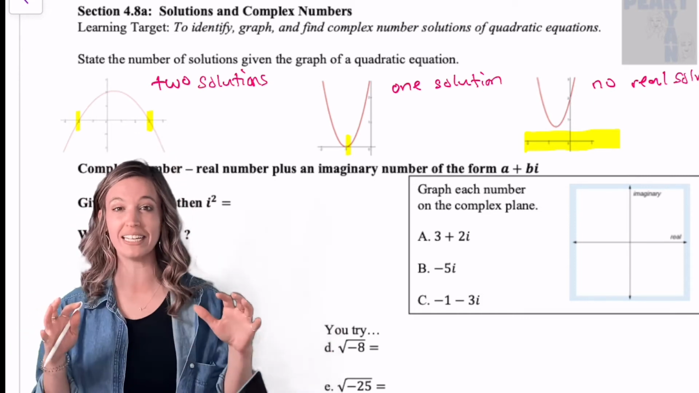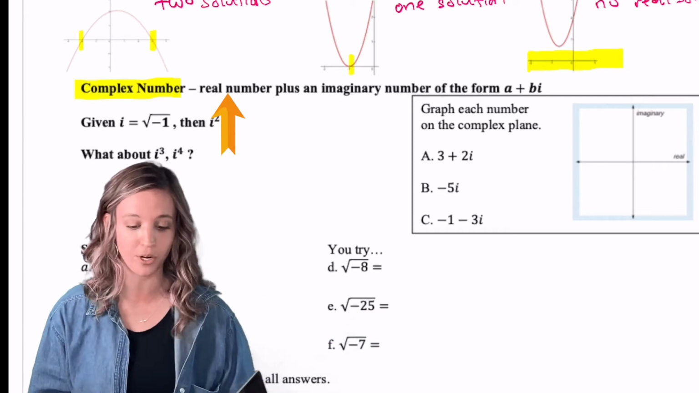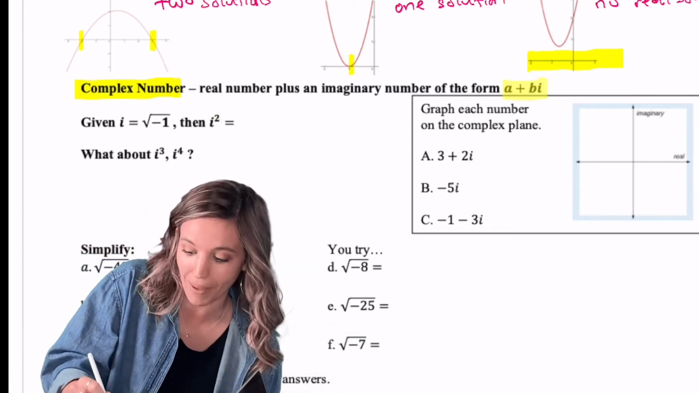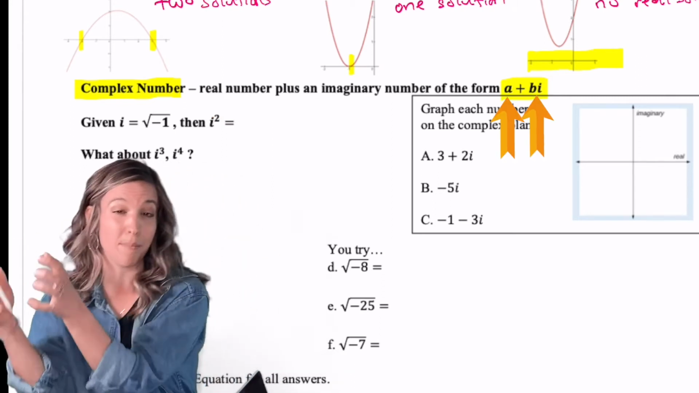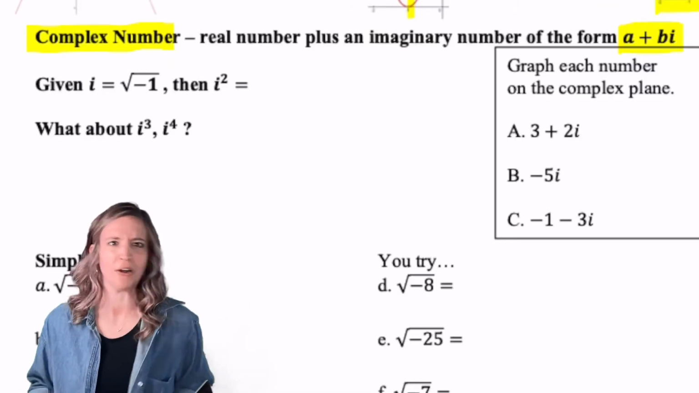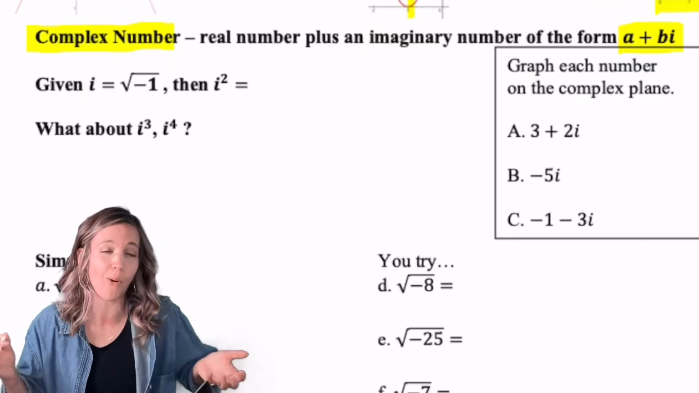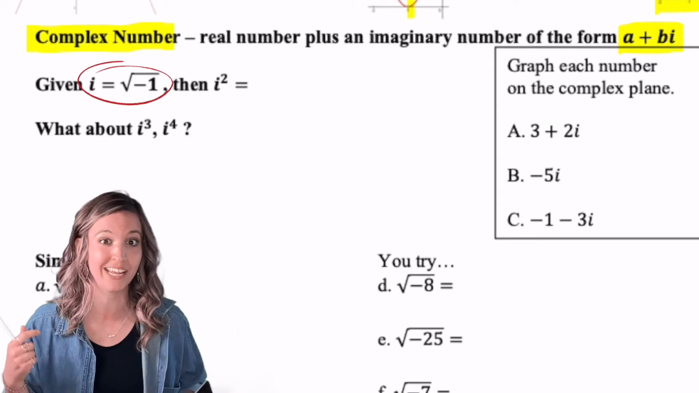So this is where this idea of a complex number comes into play. Now, a complex number is a real number plus an imaginary number, and it's written in this form, a plus bi. So the real part comes first, and then the imaginary part comes second. So now where do these imaginary numbers come from? Well, negatives underneath our square roots. So i, this little imaginary number i, is equal to the square root of -1.